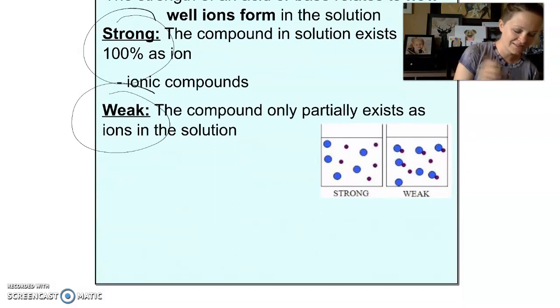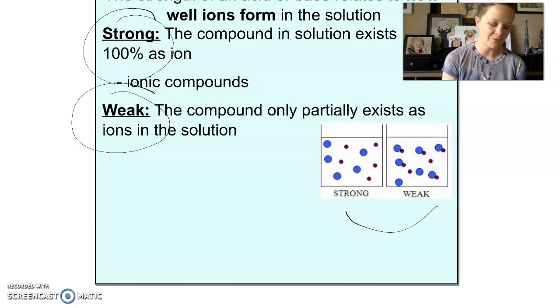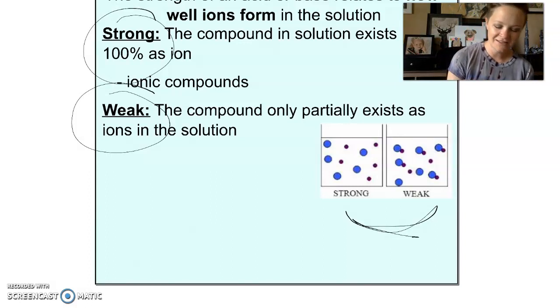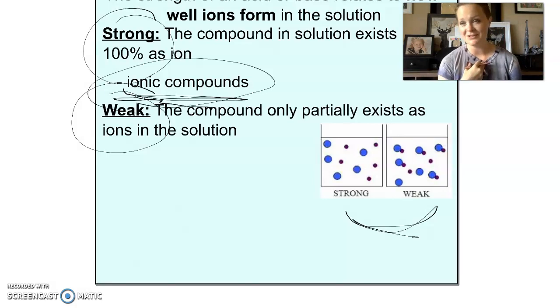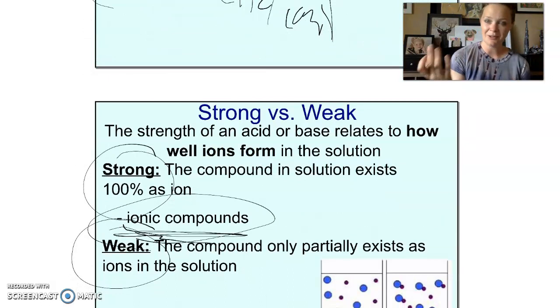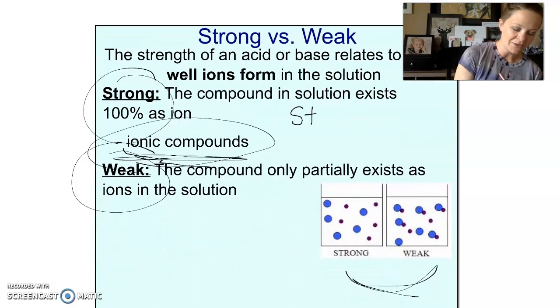Anything that's weak, only a few actually do that. So if we compare these two pictures, strong things all exist split apart. Weak things, only a couple of those molecules will split apart. One thing I want us to know is that anything that's strong are ionic compounds. All of the ionic compounds are by definition strong because when we put all ionic compounds in water, they break apart, they dissociate. I'm also going to put on here what we call strong acids.